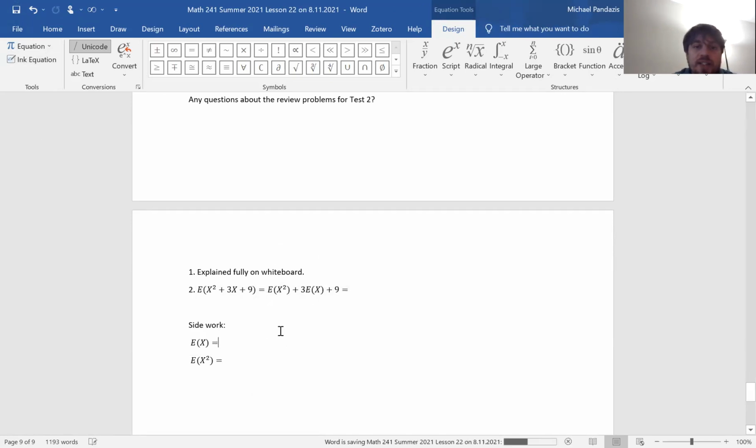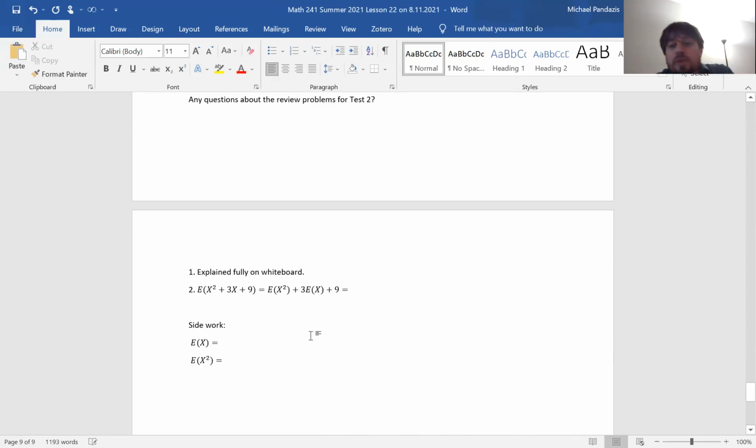Okay, so E of X, let me quickly plug in my charger before I run out of charge. Okay, good.